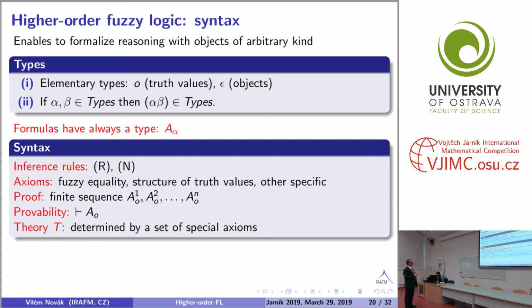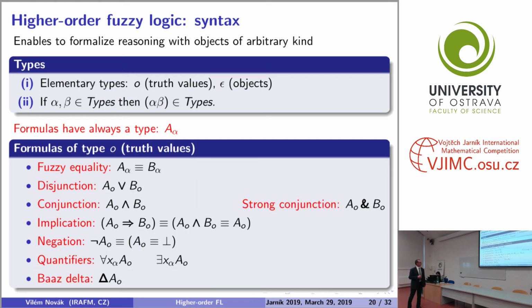The concept of axioms, fuzzy equality and so on, the concept of proof is classical. We say a formula is provable. It must be a formula of type truth value. It means proposition. If there does exist a proof of it, and a theory is determined by a set of special axioms. Some more complex formulas are formed using connectives, disjunction, conjunction, also strong conjunction.